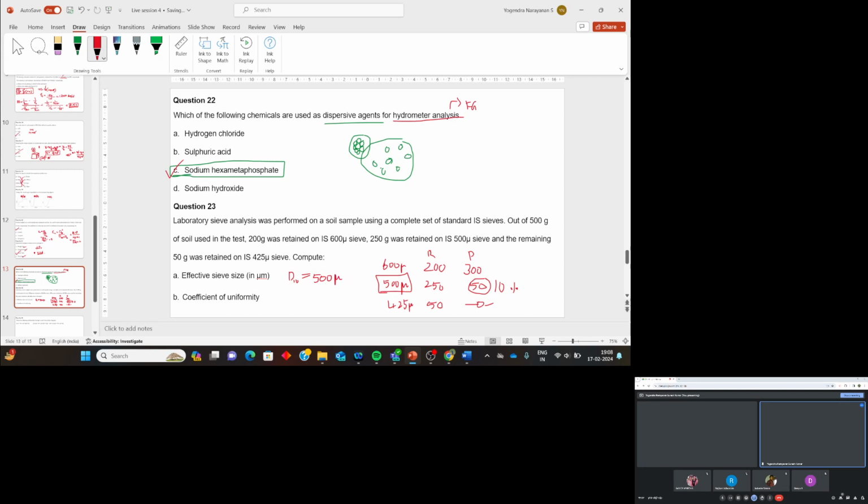Similarly, you can calculate D60, which is 600 microns, and Cu will be D60 by D10, which will be 600 by 500, 1.2. Are you able to understand? Yes, sir.